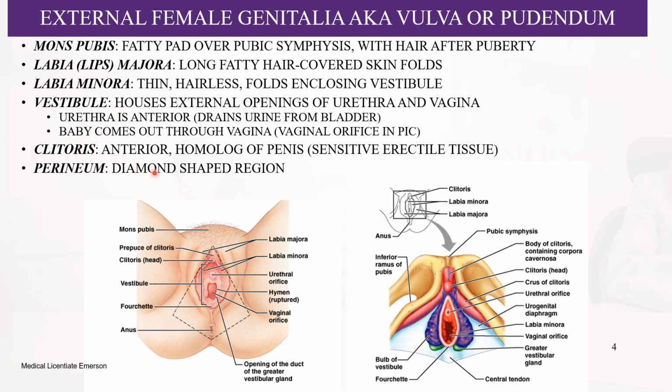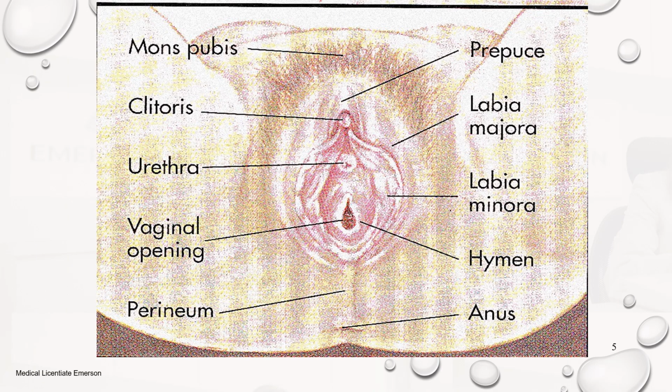Then you have the perineum, which is a diamond-shaped region. As it has been highlighted here, that's the perineum. So this is what we are referring to. This is the external genitalia, or the vulva to be specific.